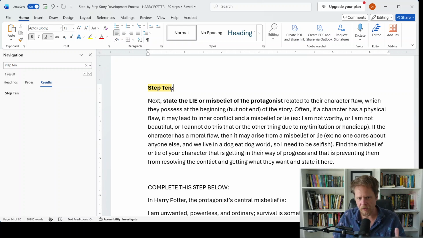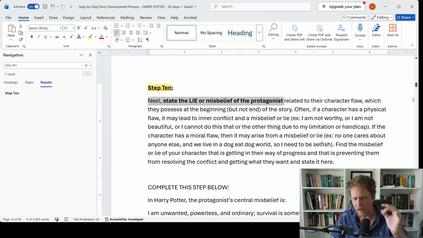There's a method to the madness in these videos, and you have to go through it step by step. Because if you don't know the misbelief, for example, of your protagonist, then you cannot write a good theme, okay? Because it's very much related to that. So first you have to give your protagonist a misbelief. What is a misbelief? Well, it's something that they're incorrect about regarding themselves or the world around them.